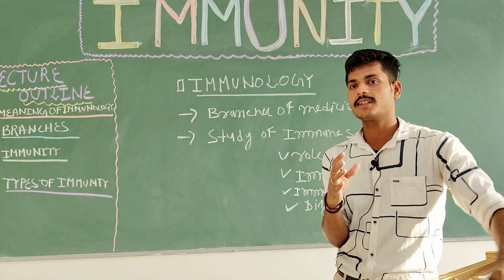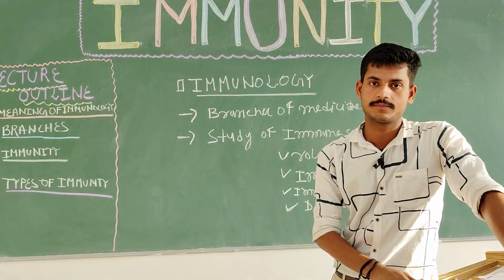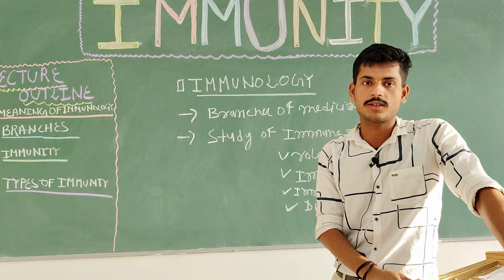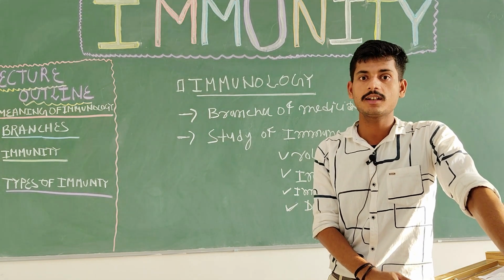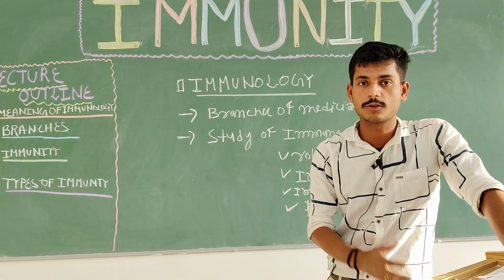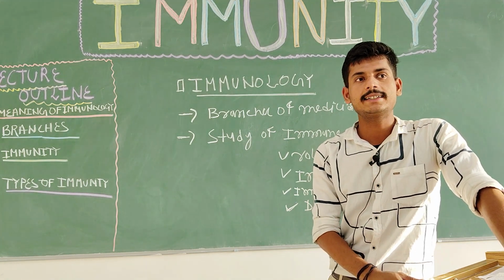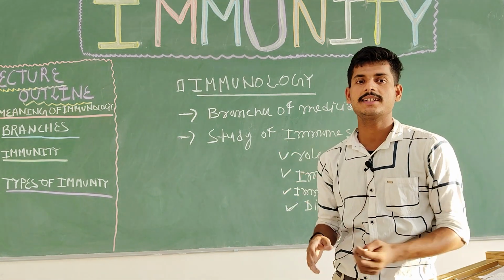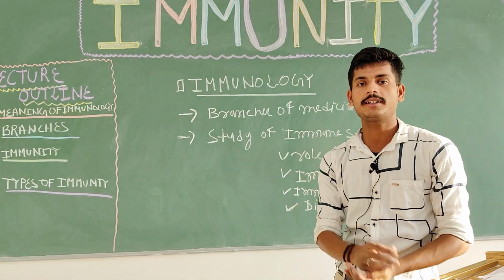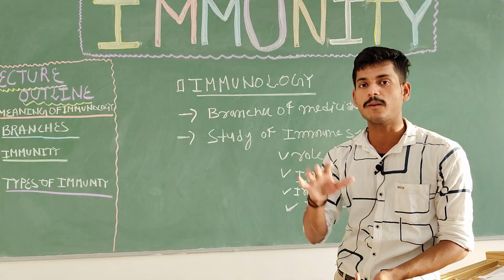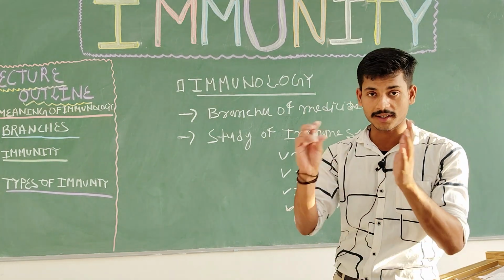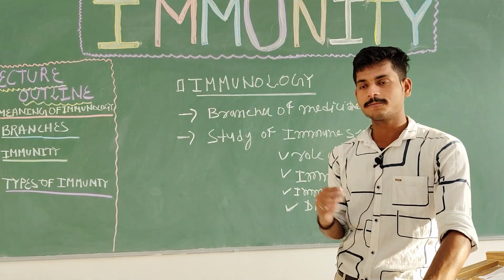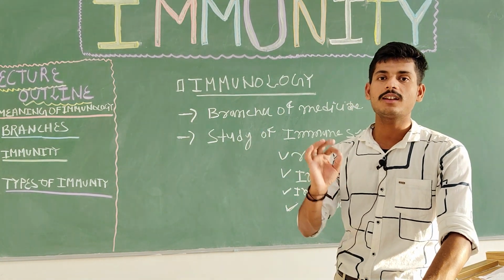Immunity is a protective mechanism. It is a protective mechanism which is present in all living forms of life. In some they are advanced, and in lower creatures they are present in a very rudimentary form. They are not well formed, or we can say not a well organized immune system. But as far as humans are concerned, in us the immune system is well organized.